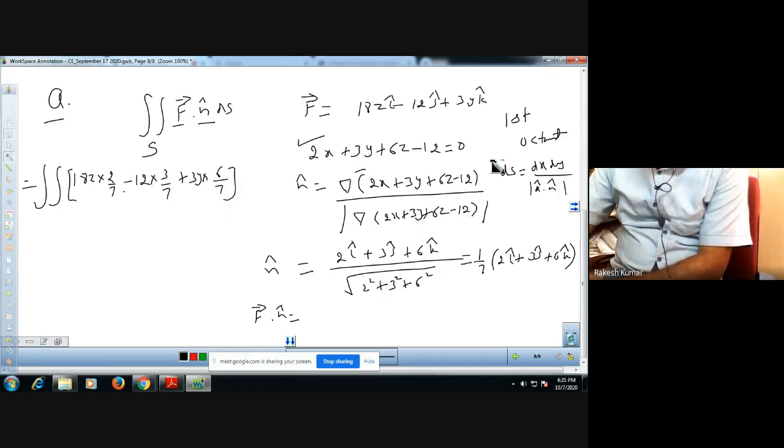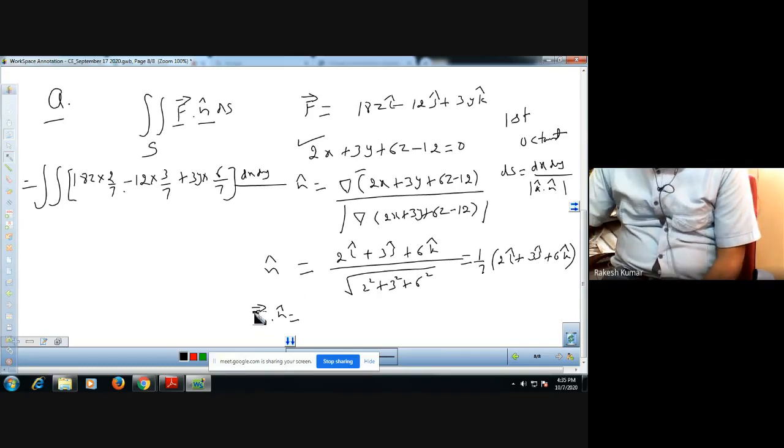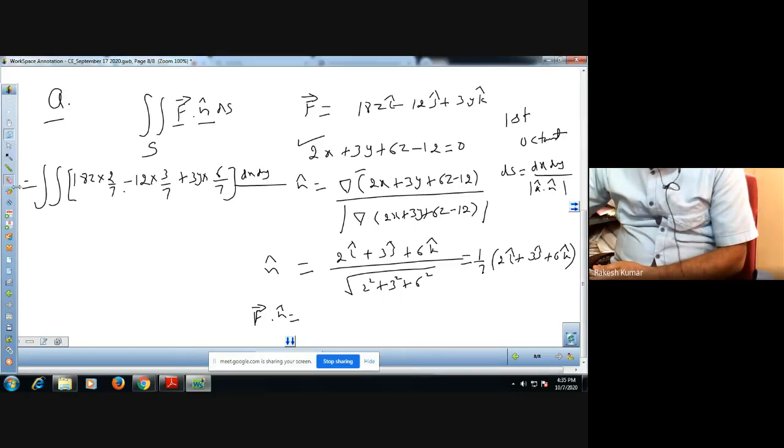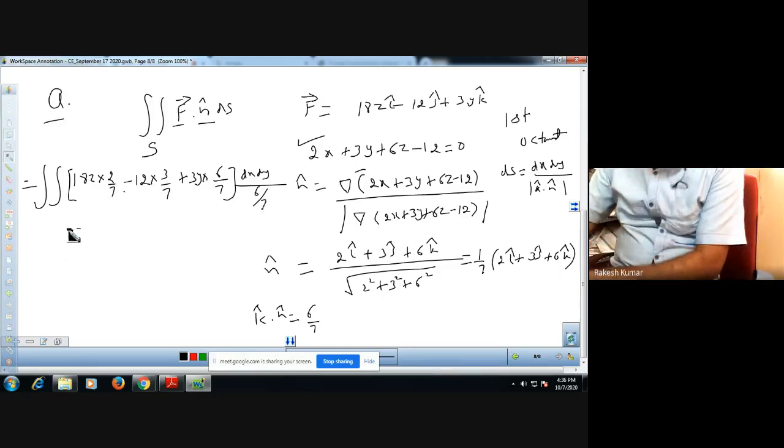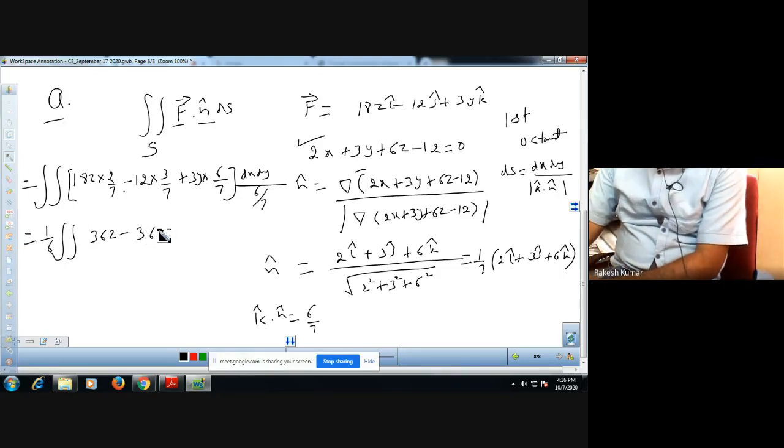And what should be dS? dS is dx dy divided by k cap dot n cap. We find k cap dot n cap separately. Here k cap dot n cap will come out to be 6 by 7, because it is the positive value. So the 7 cancels with this 7, and 1 by 6 is there, that is 36z minus 36 plus 18y into dx dy.